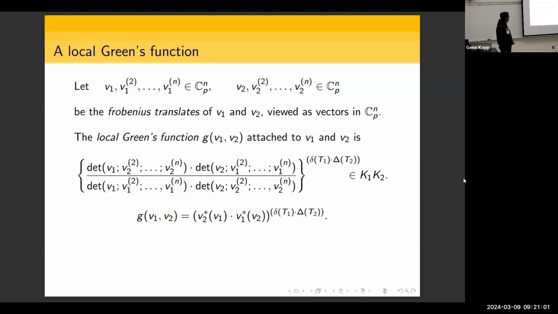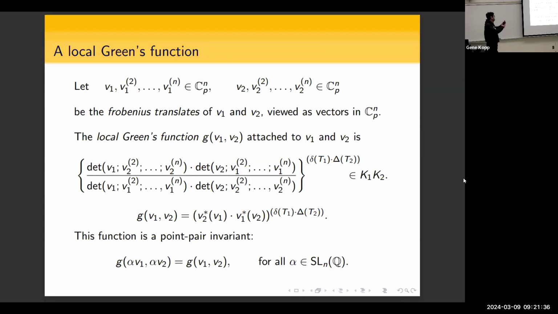And maybe a more concise way of packaging this invariant is to say, well, when you have a collection of n vectors, you can also look at the dual basis. So I'm going to call V1 star the first vector in the dual basis associated to this collection of vectors, and V2 star is going to be the first vector in the dual basis. So it's just V2 star of V1 times V1 star of V2, okay, to the power of this intersection. So that's a more concise way of writing down what this G of V1, V2 is. And again, because of how determinants work, it's easy to check that this is invariant under simultaneous translation of V1 and V2 by any matrix in SLn of Q.